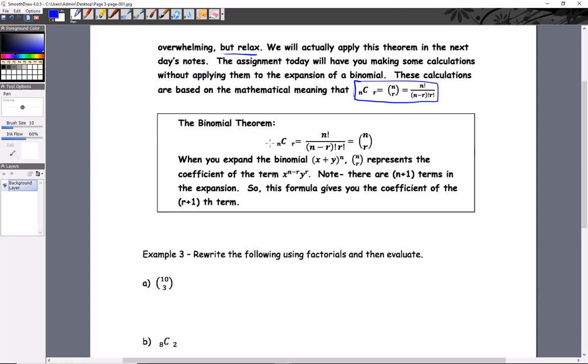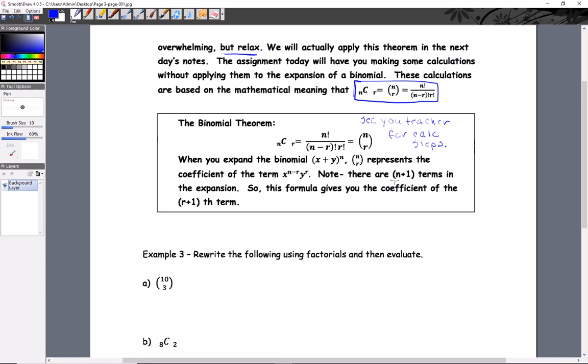So anyway, here's your binomial theorem. It's using combinations. And by the way, see your teacher for calculator steps, because even those little dinky calculators have combinations in them. All right, but I can't show you this on the video because I'm not under camera. So when you expand a binomial, n things taken r at a time will represent the coefficient of the term x to the n minus r times y to the r power.